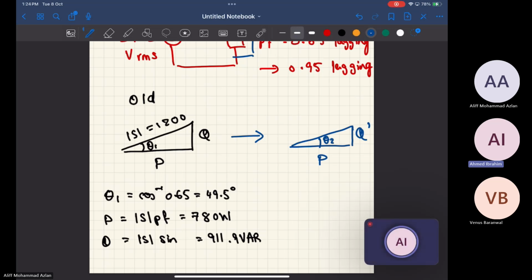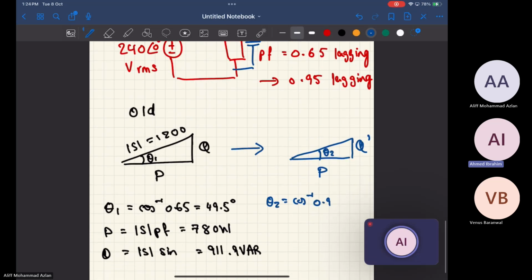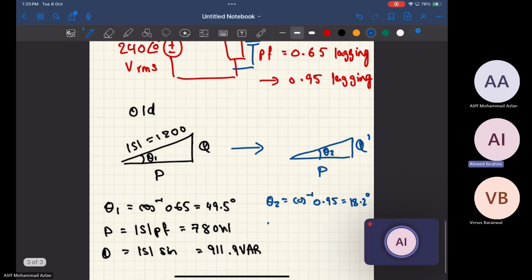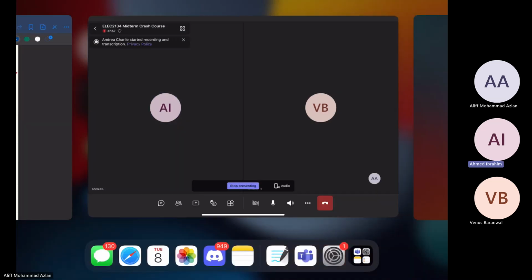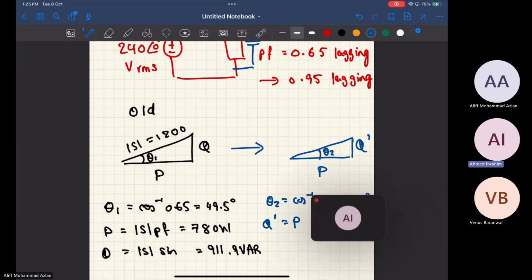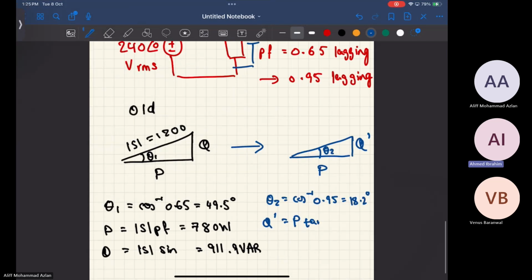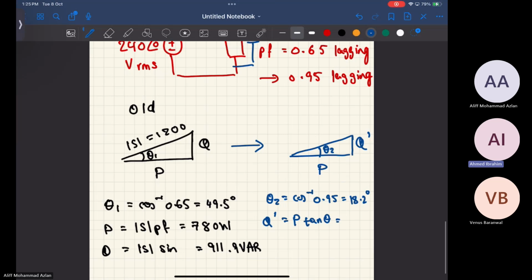So we start by calculating theta 2. That's inverse cos of 0.95, and that gives us 18.2 degrees. We know P, so to calculate Q dash, we can do P tan theta, which gives us 256.5 volt ampere reactive.